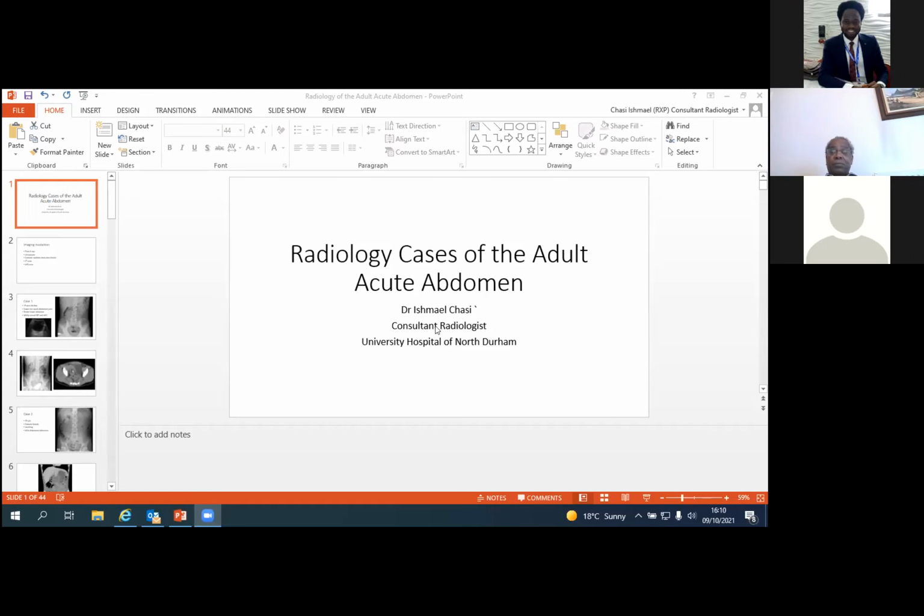Okay. So this afternoon I'm going to talk about a few cases. The theme being the acute abdomen. In particular, I've decided to talk about the role of the abdominal X-ray. Now, this is an interesting examination, which is probably the most.